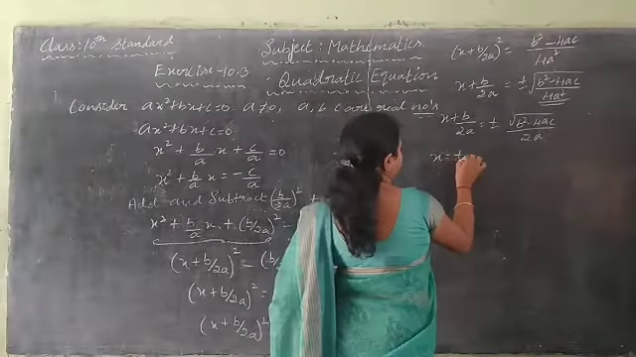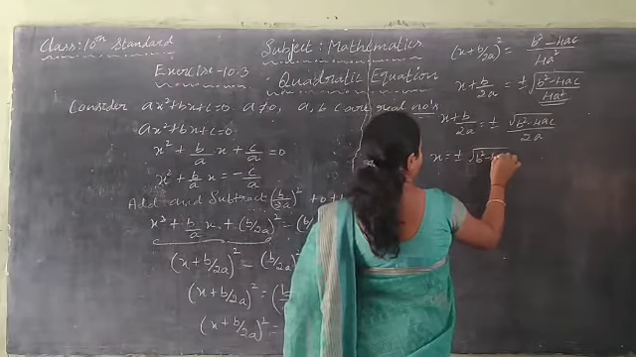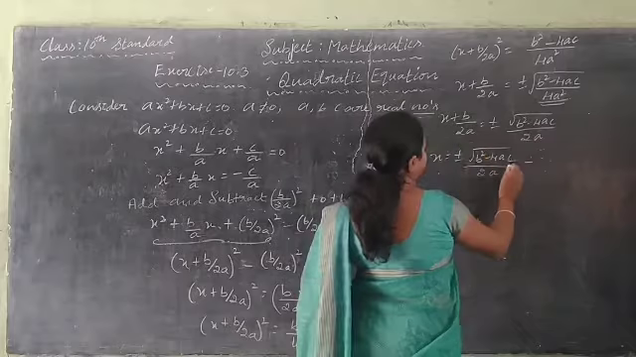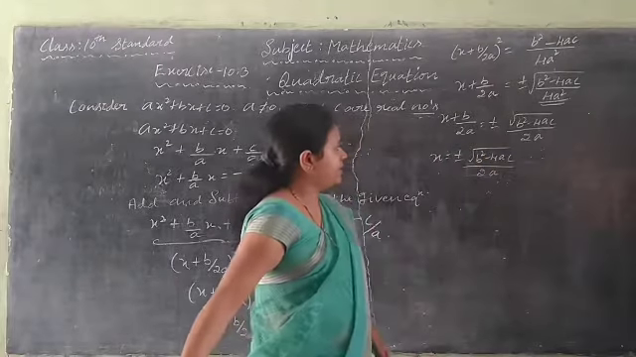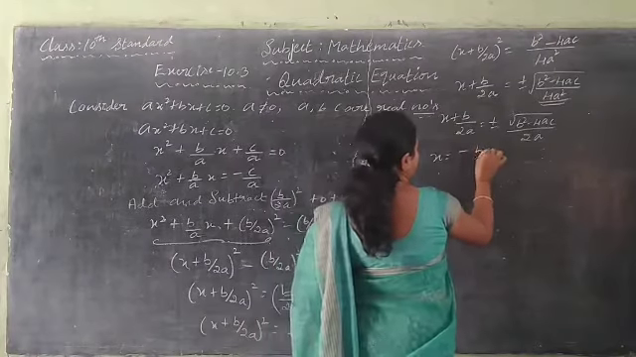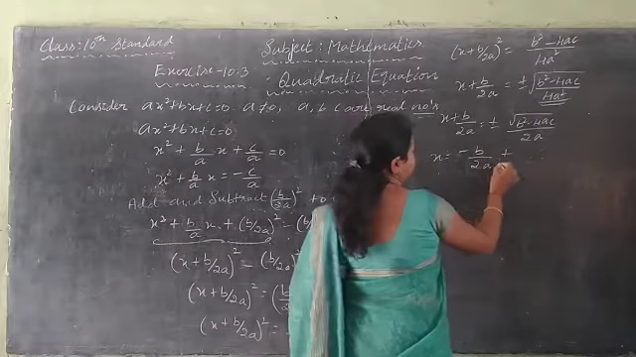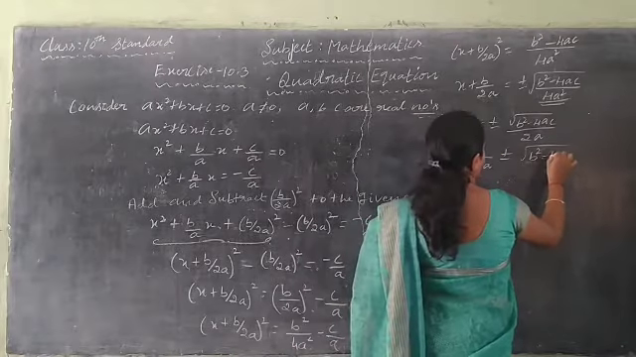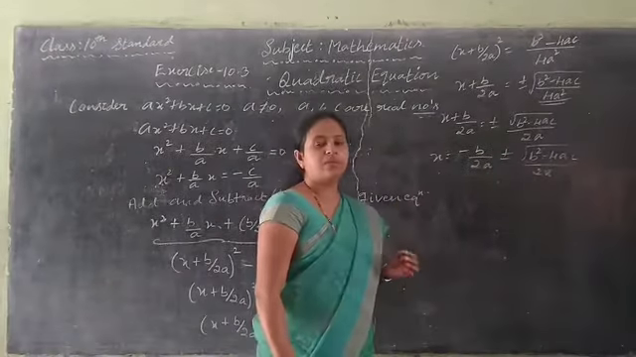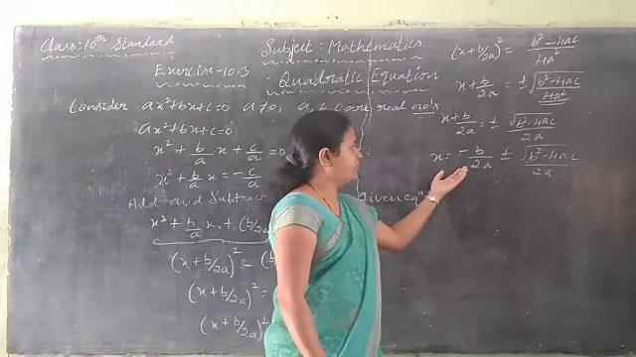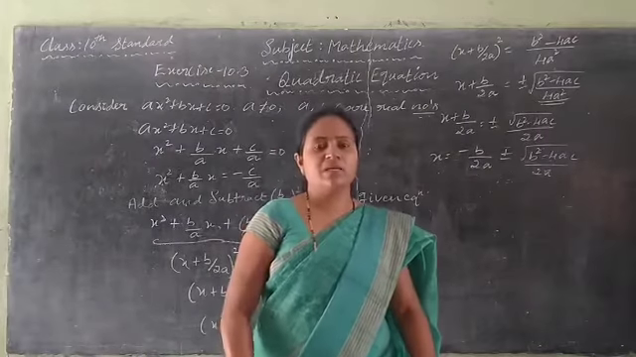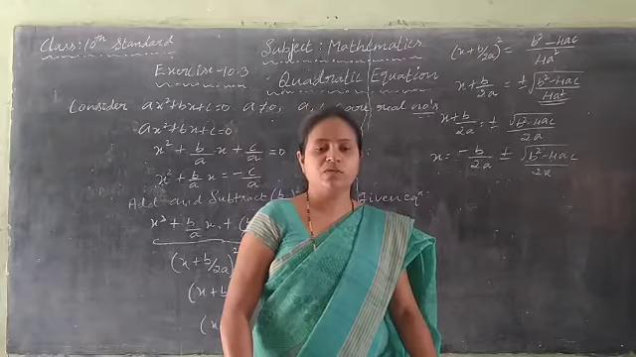Now transfer b/2a to the right-hand side. x is equal to plus or minus the square root of b² − 4ac divided by 2a, minus b/2a, isn't it? So we will do one thing. When you transfer this, we will get b/2a. We will write first this one, the square root of b² − 4ac by 2a. Got it? Then we get x equals minus b/2a plus or minus the square root of b² − 4ac divided by 2a. You understood?